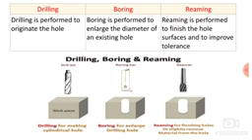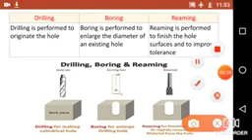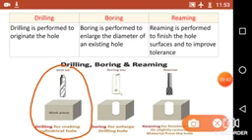Okay, so the very first point is drilling is performed to originate the hole. Here in the very first diagram you can see a solid workpiece, and a drill bit is used for originating the hole in the workpiece. So drilling is used for making the cylindrical hole. Initially the workpiece must be solid and then you have to use the drill bit to originate the hole. That is the purpose of drilling operation.